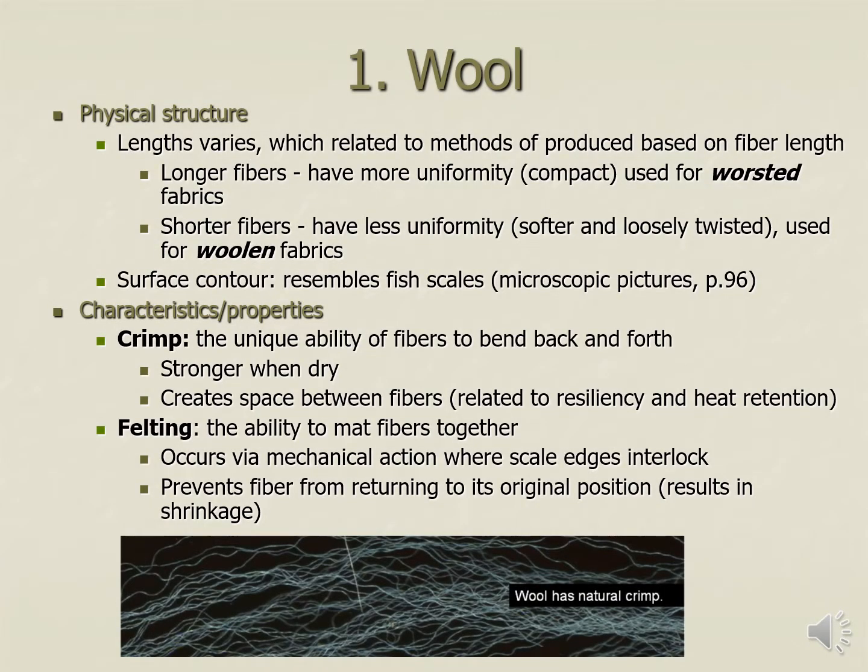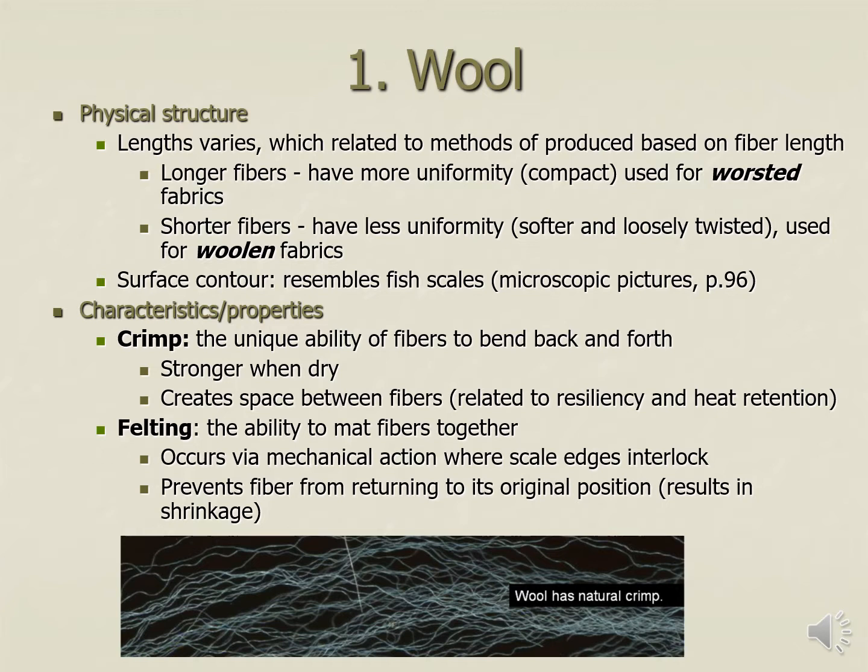The physical structure of wool can vary depending on the length of the fiber. For example, longer fibers have more uniformity and are more compact, and they are traditionally used for worsted fabrics. That's a terminology you'll need to know. Worsteds tend to be used on suits and higher-end types of fabrics. Shorter fibers have less uniformity. They're more loosely twisted and softer, and they tend to be used on woolen fabrics.